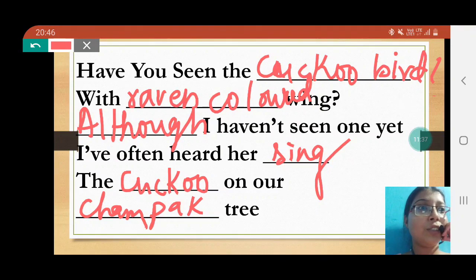And where was the cuckoo? The cuckoo was on the champak tree of the speaker. So the cuckoo on a champak tree. So in this way you will write all the answers and this question and answer. That means your completion of the poem. Complete the poem you will write in your copy, in your notebook. Okay.